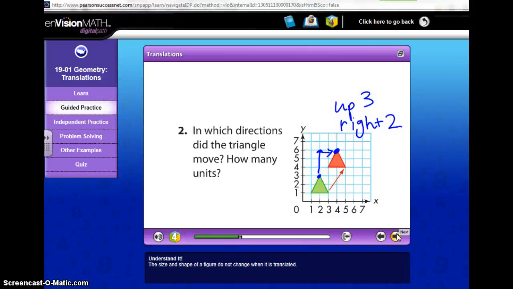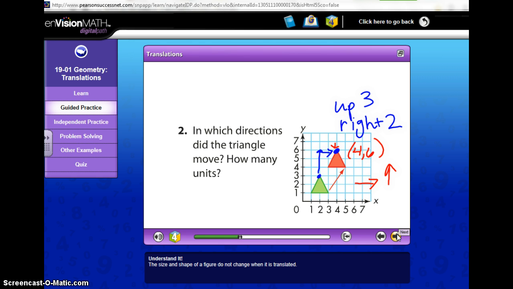Now, I have a bonus question for you. What if I said to you, this dot right here, this one, what is the ordered pair for that point? What is the ordered pair? Aaron? 4, 6. Remember, we go over and up.